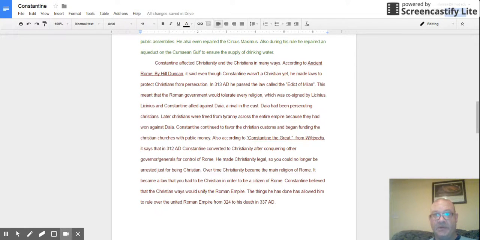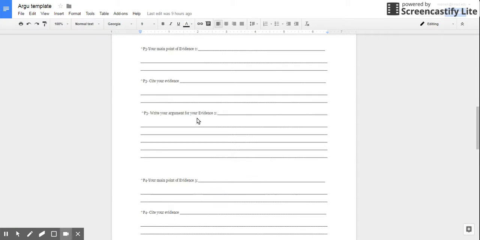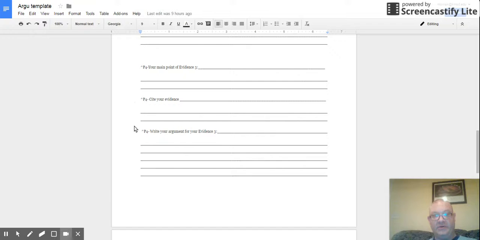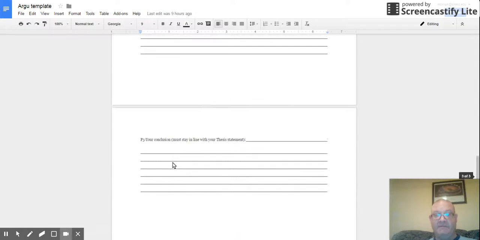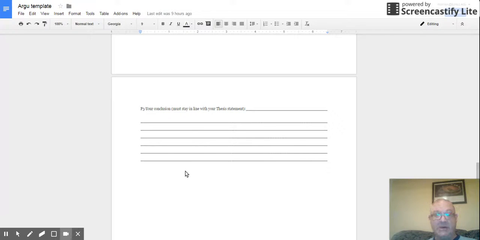I go back to my template. And on my template, here is that fourth overall paragraph, but my third body paragraph, with my main point, my evidence, citing my evidence, and then my argument or the information I got from that citation. And then finally, I finish it off with a conclusion. And your conclusion is going to wrap up your entire paper.